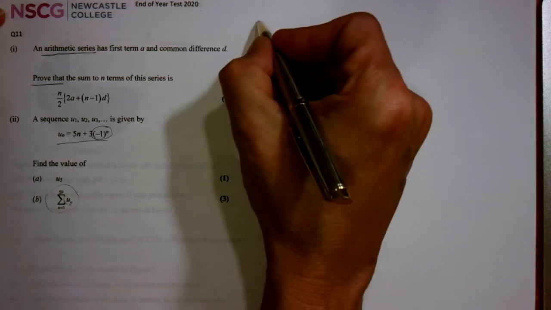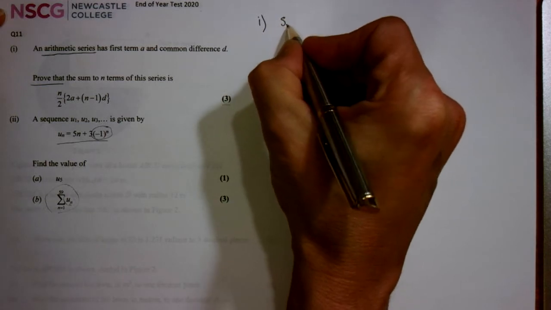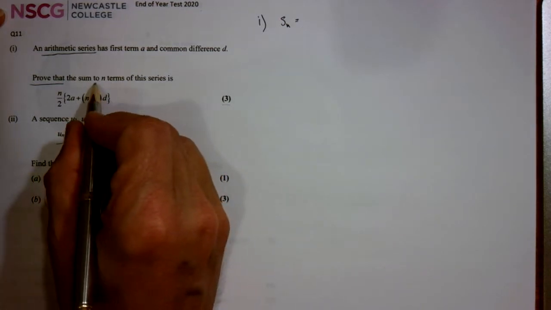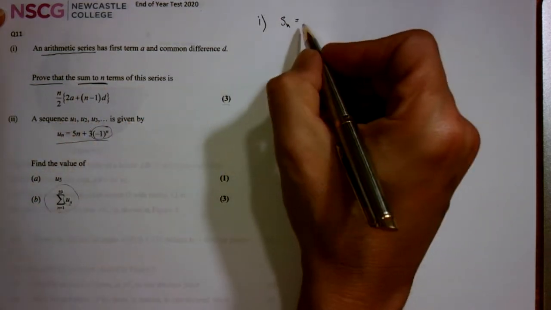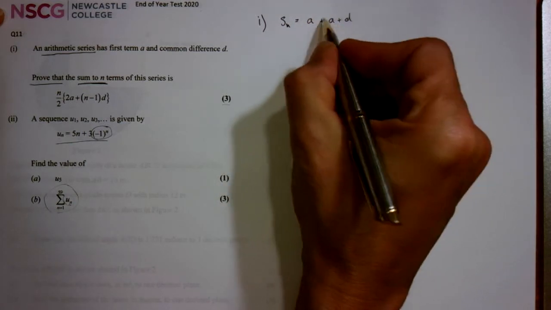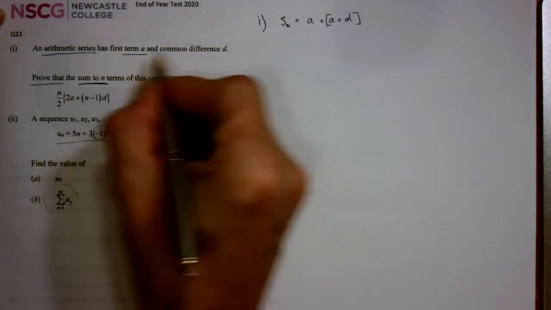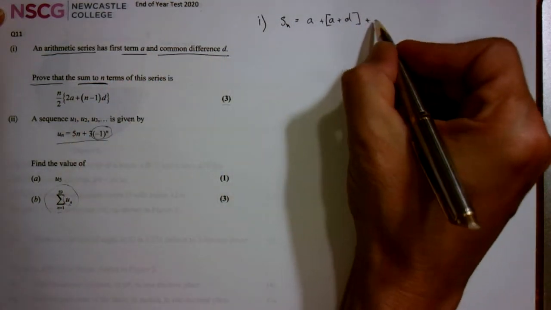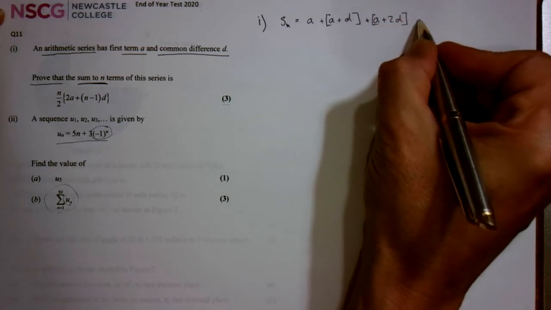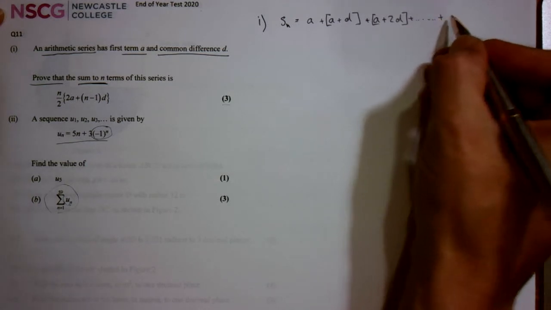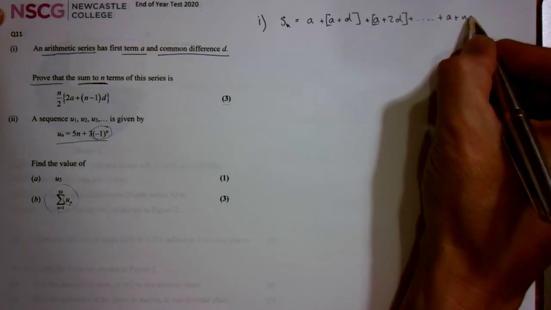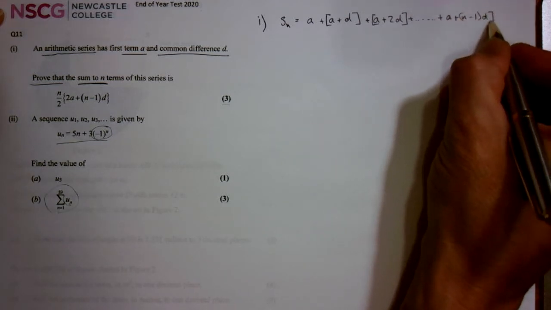The first 3 marks though, for part I, is pretty standard. We're going to write the sum of n terms, because that's what we need. The sum to n terms of this series is given by the first term plus the second term, which is a plus d, because we're told the first term is a and the common difference is d. Then we've got a third term, which would be a plus 2d. And then we've got lots of other ones that we're going to add up, finishing off with the last term of our sequence, which is going to be a plus n minus 1 lots of d.